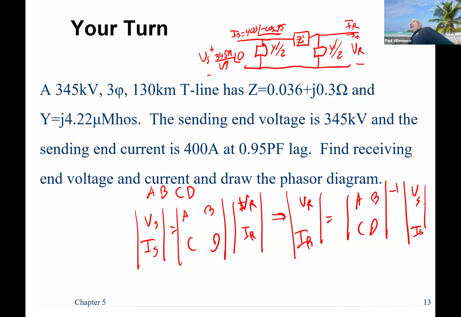But again, the reason why you have to calculate it both ways is sometimes your receiving end is your sending end, and sometimes your sending end is receiving end. It really just depends on how the grid is operating. And the electrons don't care. They'll flow whichever way they want to.